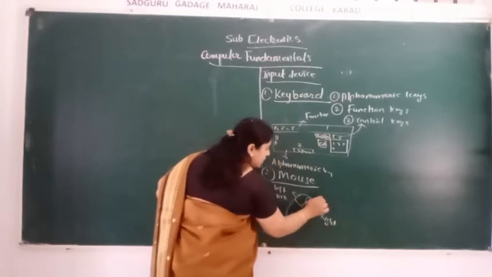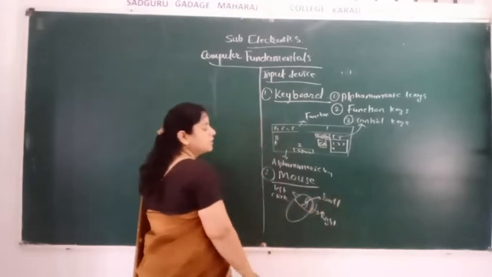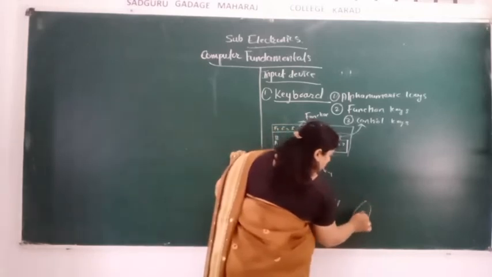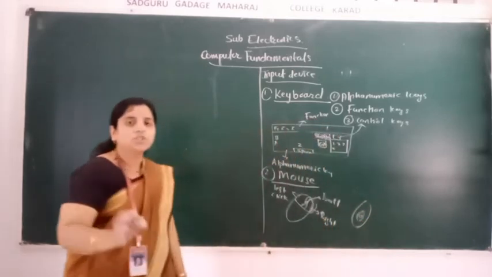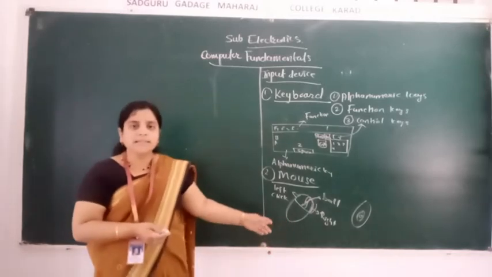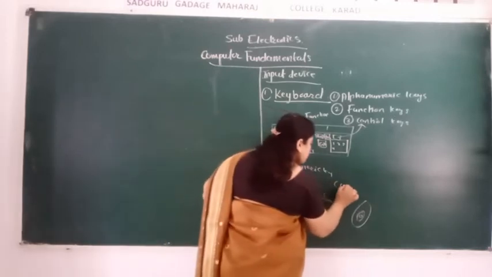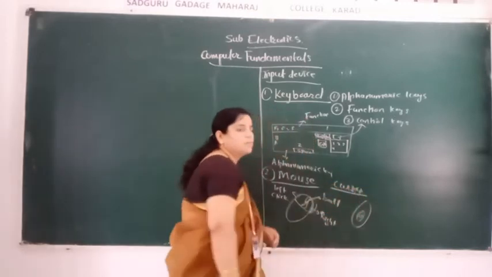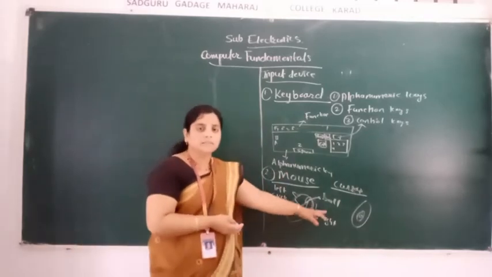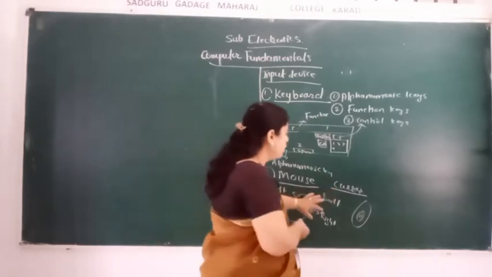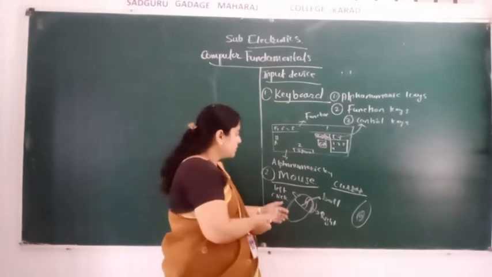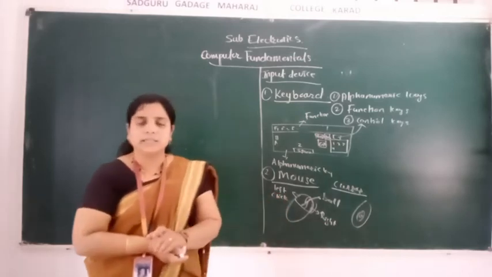Centrally a ball is there on the upper side of the mouse, and on the back side of the mouse there is also one ball which is used to move the mouse. Mouse shows the cursor on the screen. It is used to point to whatever task we want to do. Mouse is used to show the cursor on the screen.